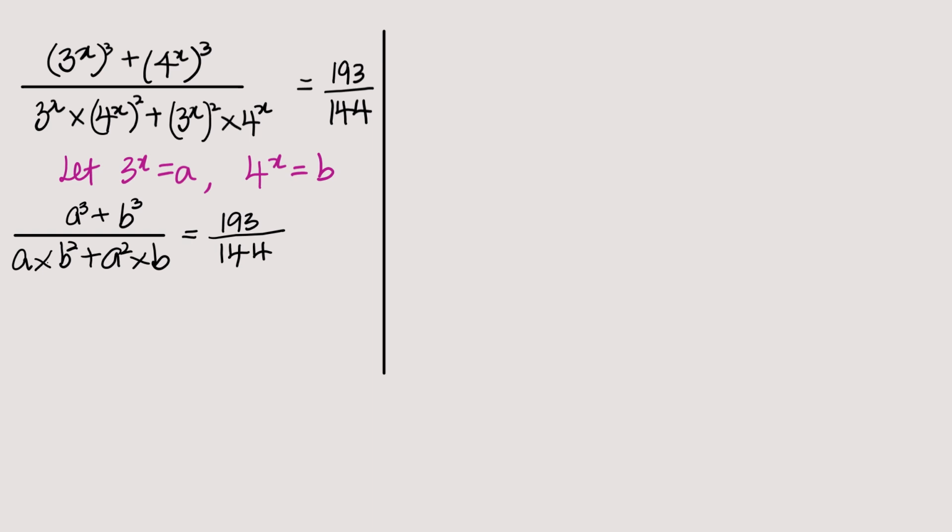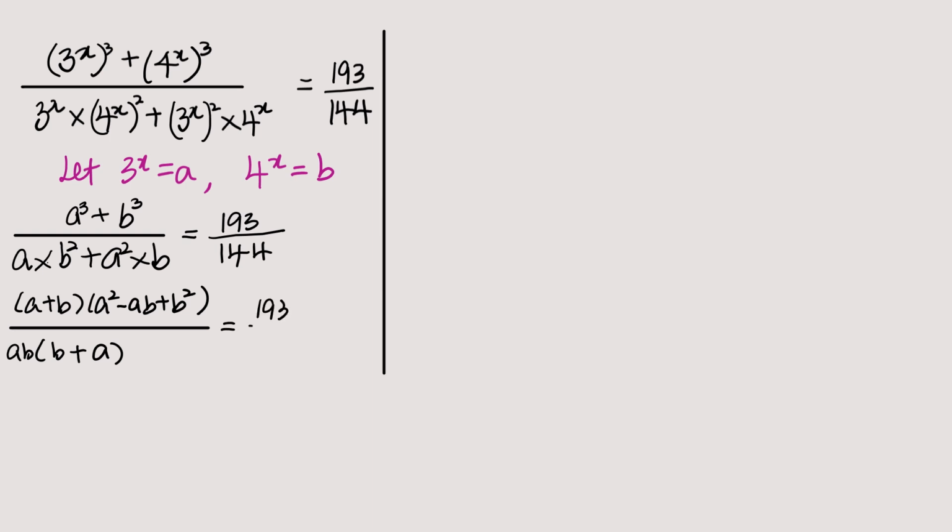And do you remember how we factorize a cubed plus b cubed? Do you remember the formula? Yes, a cubed plus b cubed can be factorized into bracket a plus b followed with a squared minus ab plus b squared. How about the denominator? Is there any common factors? Yes, you will see that you can actually factorize ab from the denominator to get ab bracket b plus a, and that will be equals to 193 over 144.